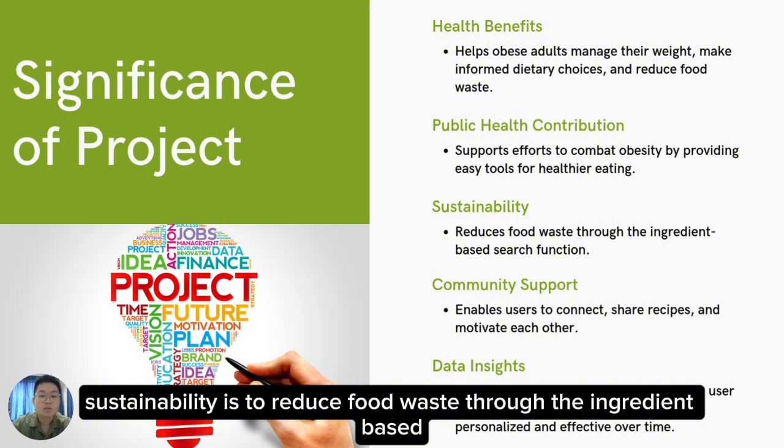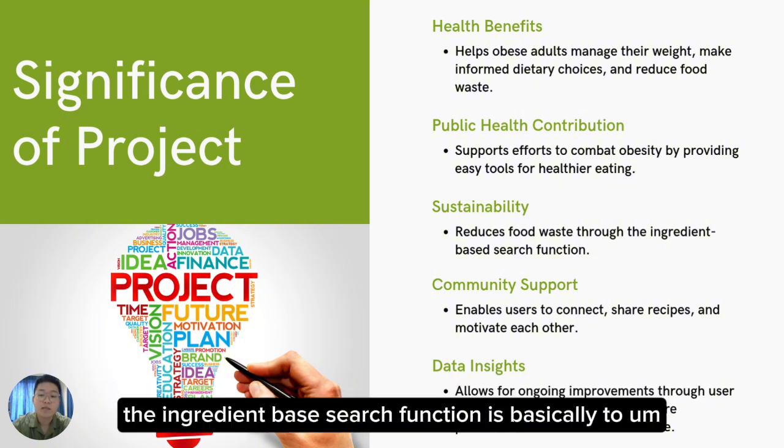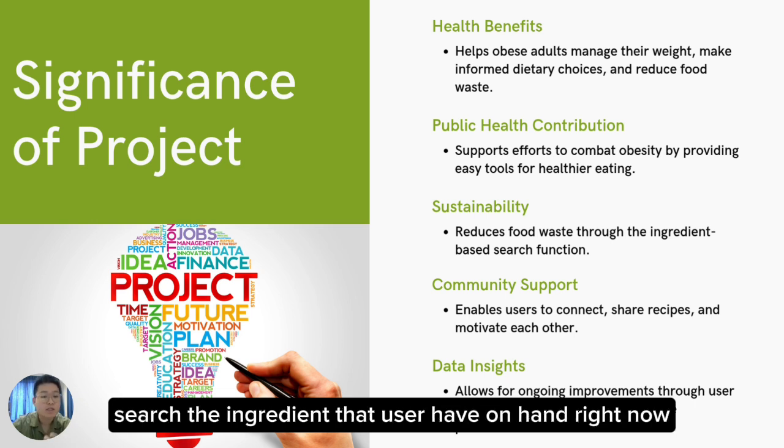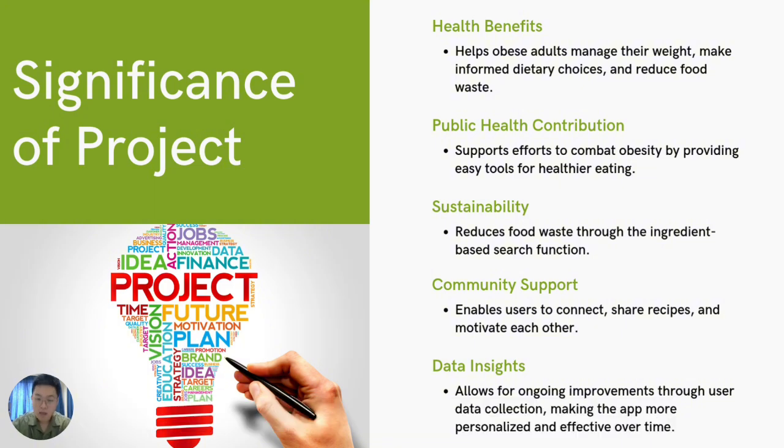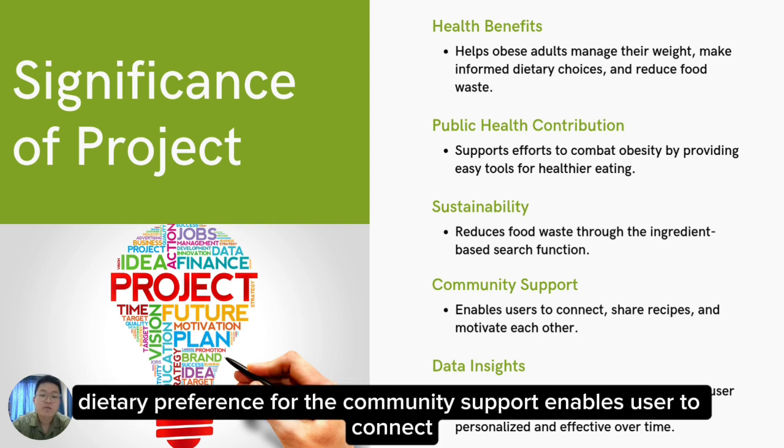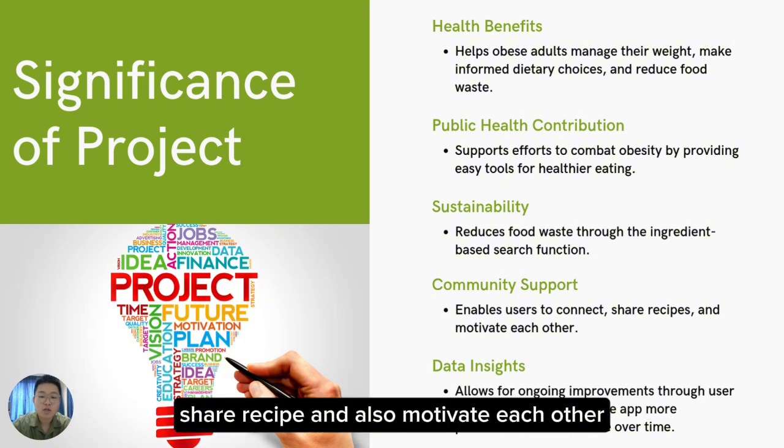Sustainability is to reduce food waste through the ingredient-based search function. The ingredient-based search function is basically to search the ingredients that the user has on hand right now to generate a recipe that suits his or her dietary preference. For community support, it enables users to connect, share recipes, and also motivate each other.